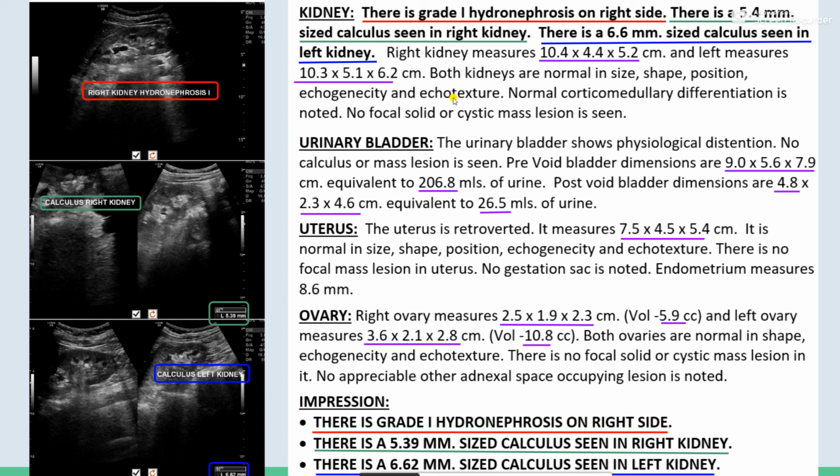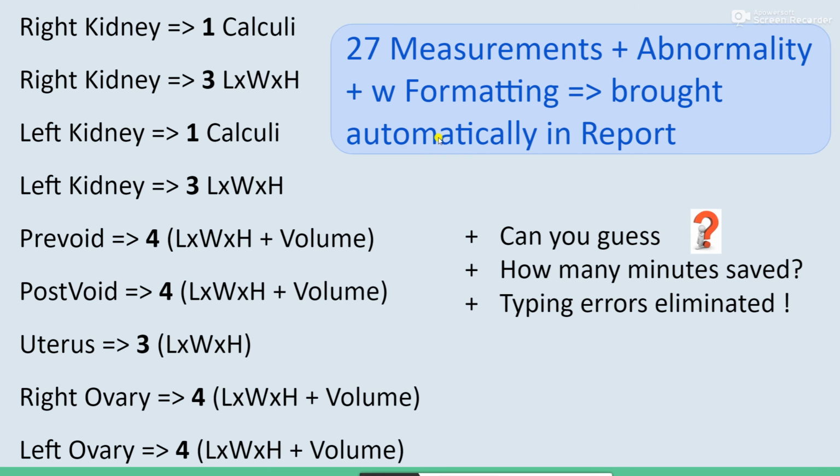Now can you imagine, can you guess how many measurements this report has? Okay, so let us see how many. So it has a total of 27 measurements. Here the breakup is given. The right kidney has a calculus and 3 dimensions, left kidney same, prevoid 3 dimensions and volume, same for the postvoid, 3 dimensions of the uterus, and the 3 dimensions and the volume of right and left ovary. So total 27 measurements the software has brought automatically, along with its abnormality and along with its formatting.